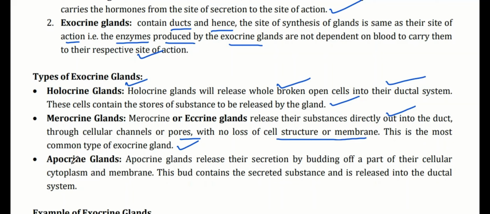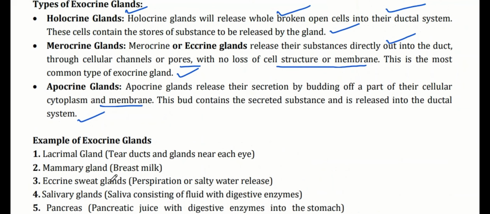The next type, apocrine glands. Apocrine glands release their secretion by budding off a part of their cellular cytoplasm and membrane. This bud contains the secreted substance and is released into the ductal system. Let's focus on some examples.